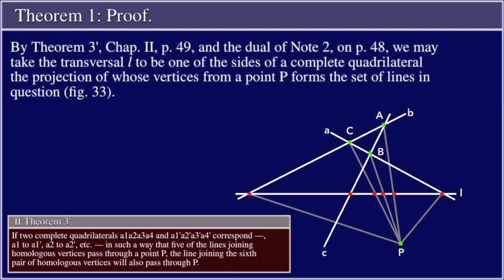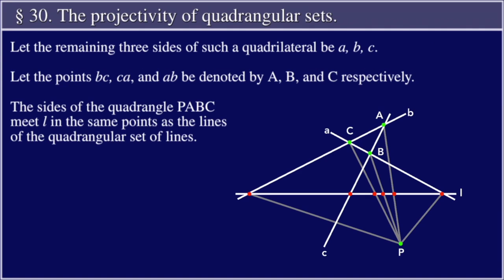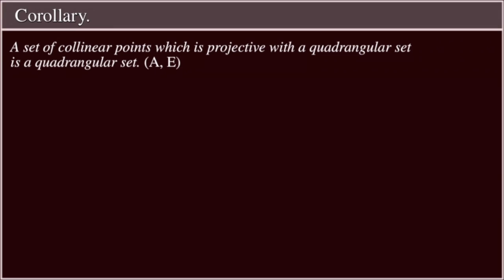Figure 33. Let the remaining three sides of such a quadrilateral be a, b, c. Let the points bc, ca, and ab be denoted by A, B, and C respectively. The sides of the quadrangle PABC meet L in the same points as the lines of the quadrangular set of lines. Corollary. A set of collinear points which is projective with a quadrangular set is a quadrangular set.